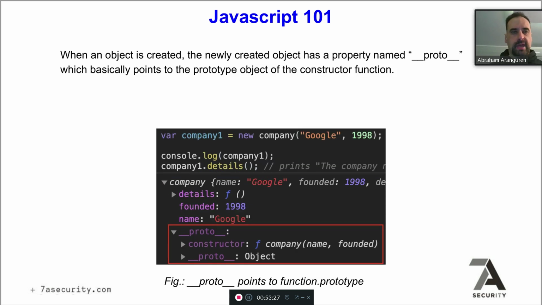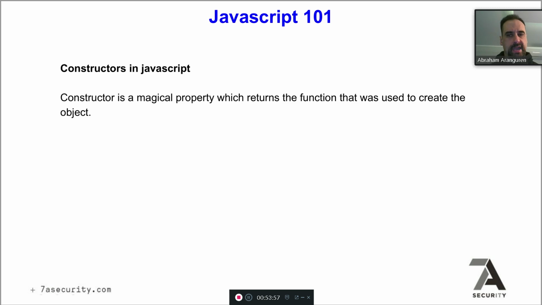If you, for example, create a company like this, so you do a new Company of Google and 1998, and then you do console.log of company1 and company1.details, this will print the details of the company, and we can see the structure of this and also the __proto__, constructor, and then __proto__, right? You can see that __proto__ points to the function.prototype, right? So this is what we want to attack basically.